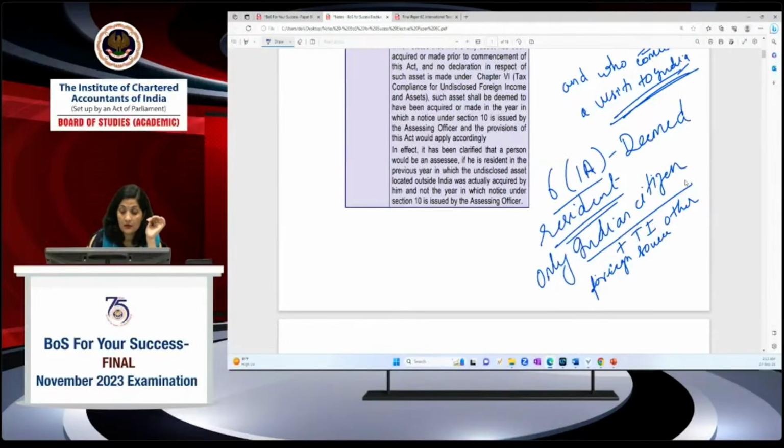Exceeding 15 lakh rupees plus, not liable to tax in other country. So ये सारी इंफॉर्मेशन आपको देखनी पड़ेगी. You have to look for this information.